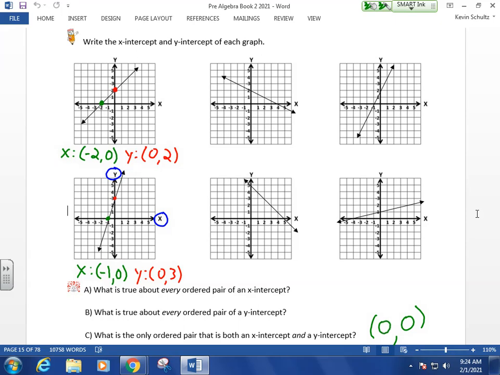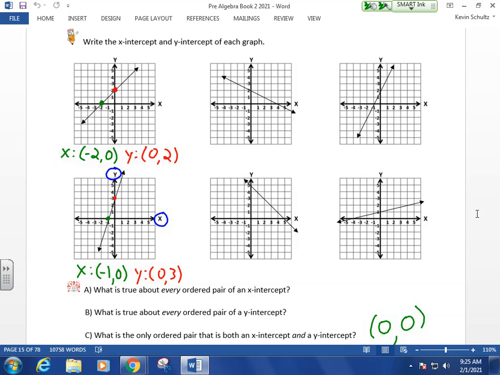So we have the ordered pair 0, 0, which is where? Smack in the middle, right? The origin. So if a line passes through the origin, which this one doesn't, I'm just using it to plot the point, that would be both the x-intercept and the y-intercept, because it crosses both axes at that point. Okay, so there's an answer for letter C down at the bottom there. The only ordered pair that's both an x-intercept and a y-intercept is 0, 0, also called the origin.